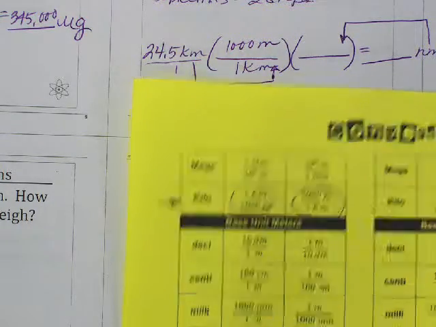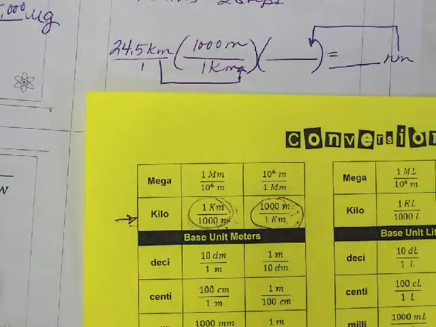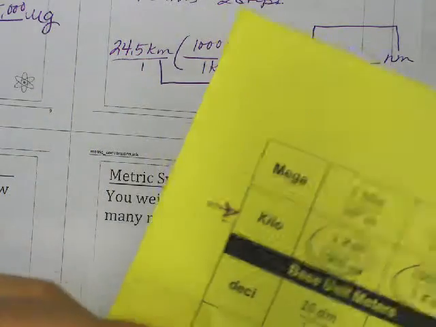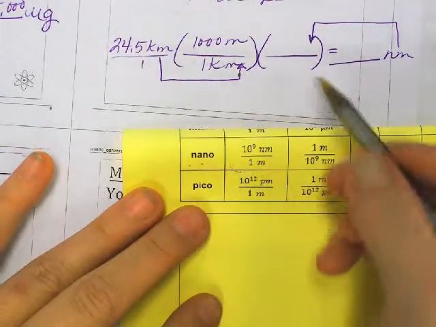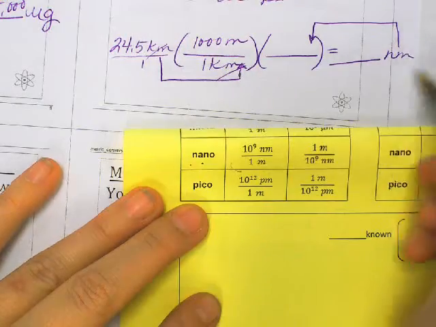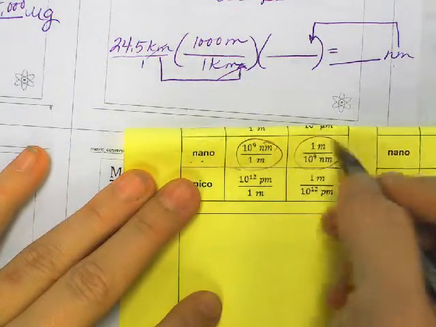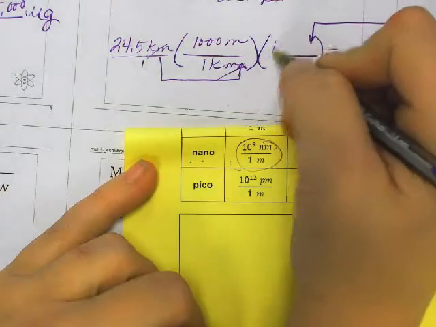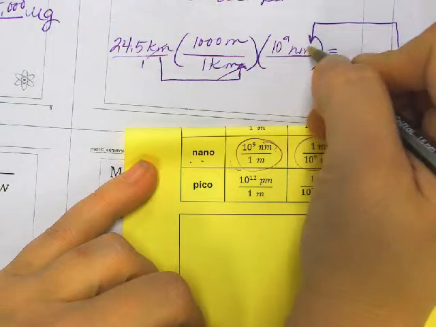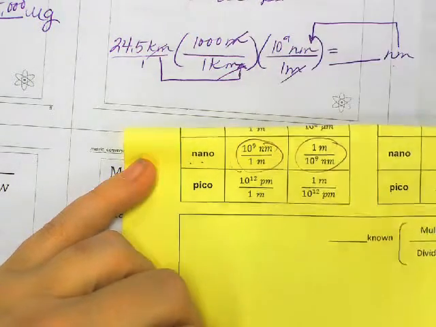Now I go to the second part. I want to get it into nanometers. So I look on my chart and I find nanometers. I want the one that's going to change it into nanometers. So do I want the first one or the second one? Well, the first one has nanometers on the top. That's what I wanted because meters is going to cancel out that way.